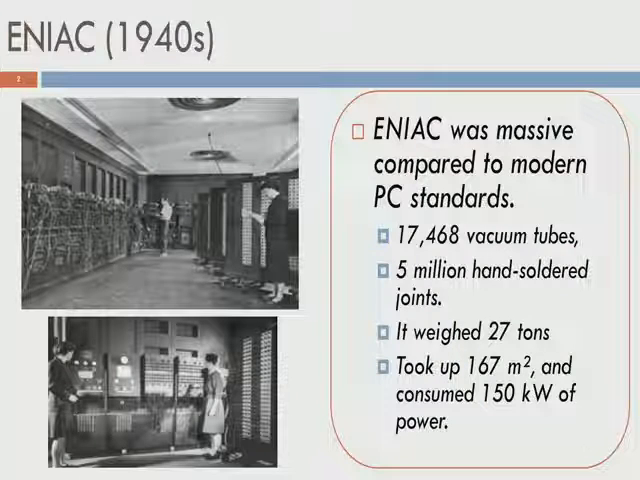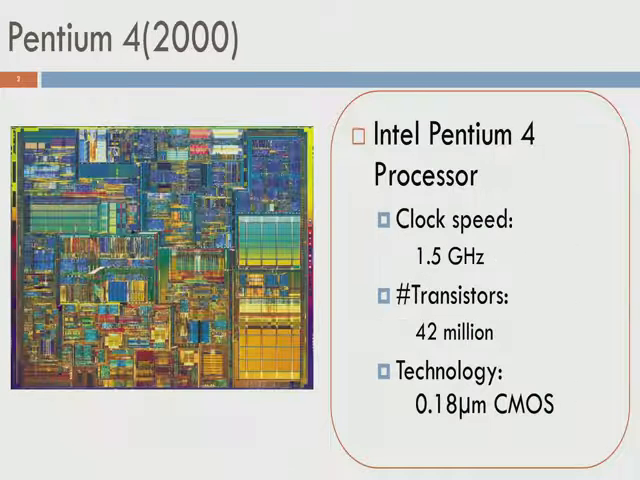Before getting into programming, we need to understand a little bit of what computers are about. What you are seeing in this picture here is ENIAC, the so-called first digital computer, which was built in the 1940s, and you can see how huge it is. It's almost like a house in size. It was massive compared to modern personal computer standards. By no means can ENIAC be called a personal computer. It had 17,000 vacuum tubes, 5 million hand-soldered joints. It weighed quite a bit, and it used to consume 150 kilowatts of power. No way this would be a personal computer.